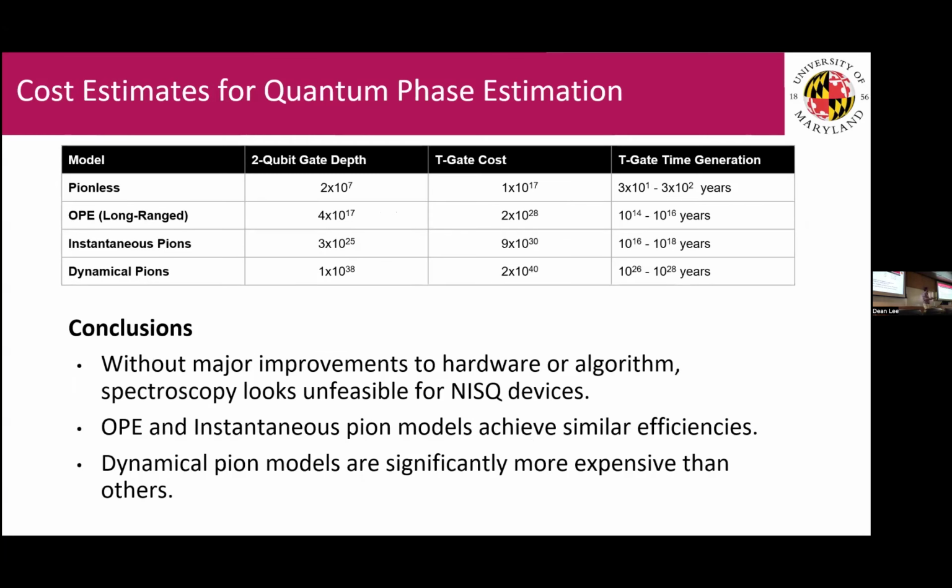So yeah, the conclusion of this part of the talk is, basically without major improvements to hardware or algorithms, spectroscopy of nuclear physics using this formulation is pretty dire. You can look at these models and you can compare which one is going to be better for you, but realistically, none of them beyond this pionless effective field theory are really feasible, at least according to these estimates.